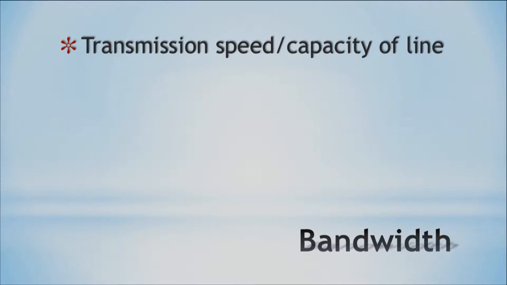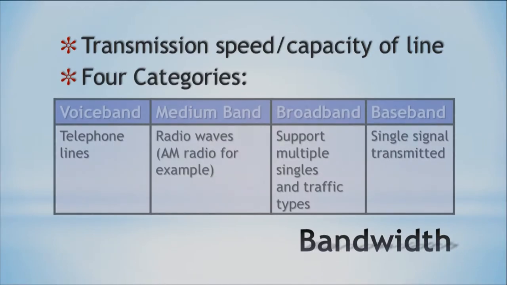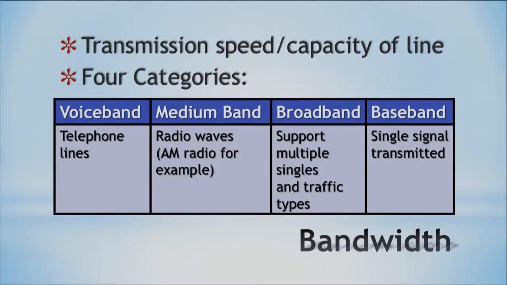The first one we're going to look at is bandwidth. Bandwidth is the transmission speed or the capacity of the line, so how much data can be transmitted through this line. We have four different categories: voice band, which is basically our telephone lines; medium band, which is radio waves, AM radio being an example; broadband, which is multiple signals and traffic types; and baseband, which is a single signal transmitted. Most of the time we use broadband when we're connecting to the internet.